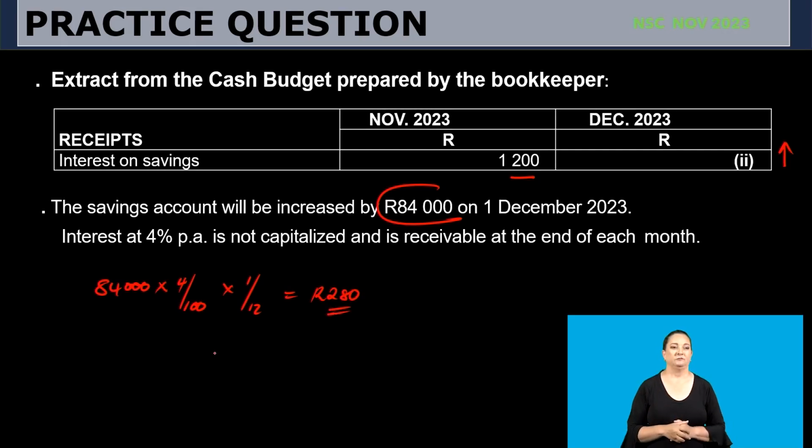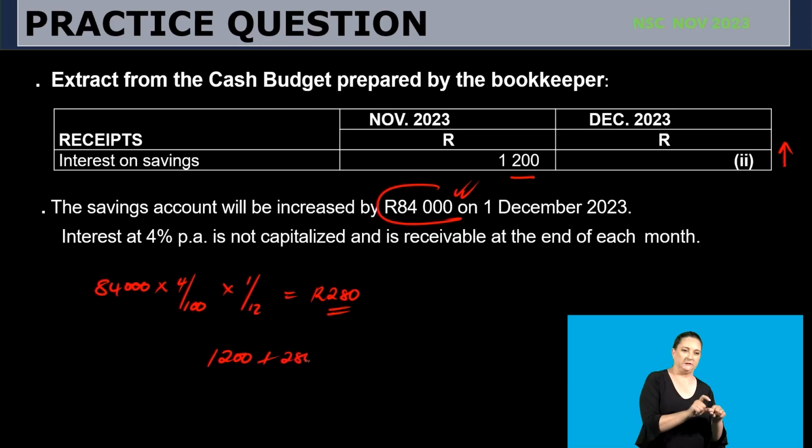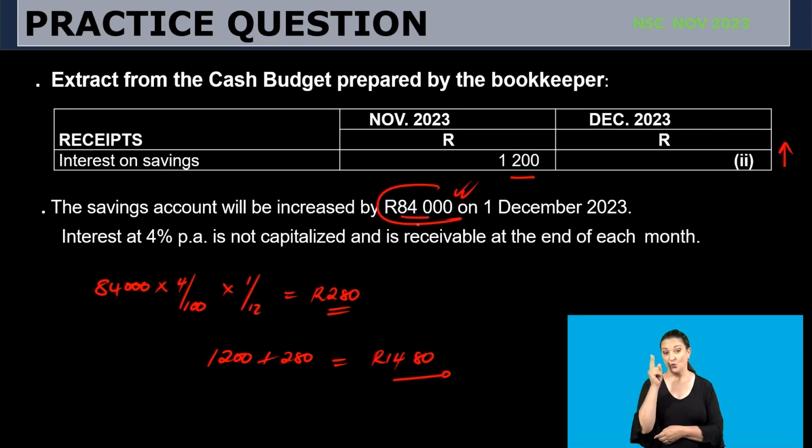So I was getting interest of 1.2 before I introduced this new amount. Then I'm going to add now the 280. That means how much am I getting now? 1,480. So the idea here was to know that you must calculate the new interest amount that we're going to get from this new amount that has been invested.